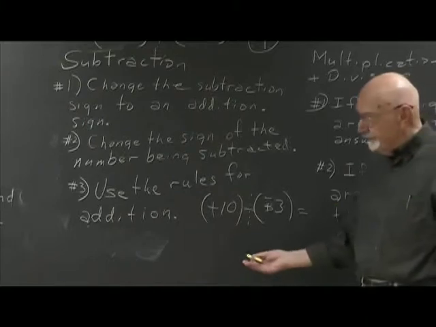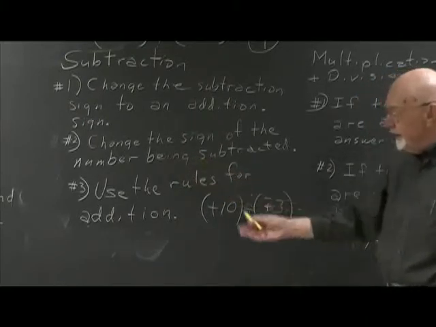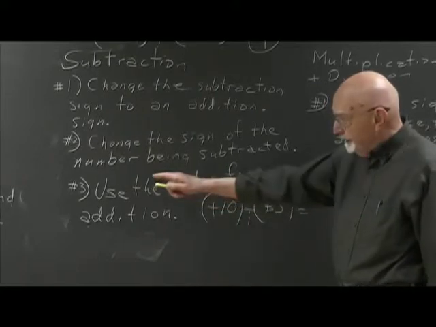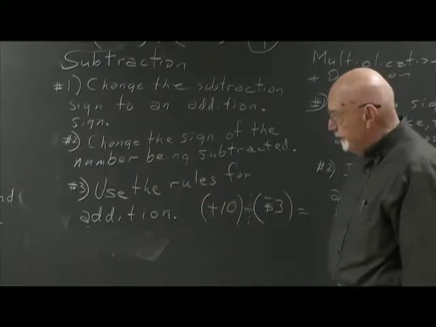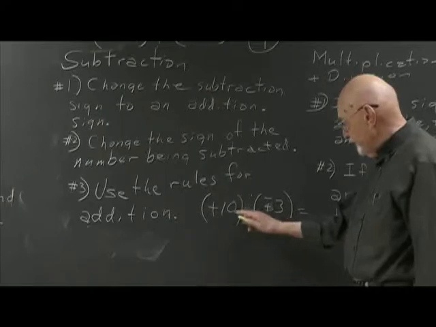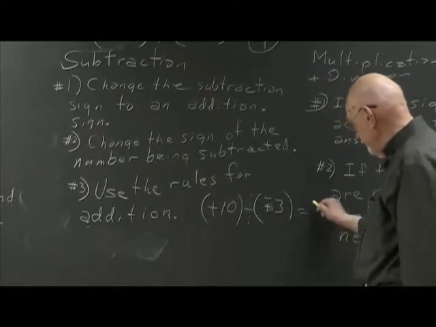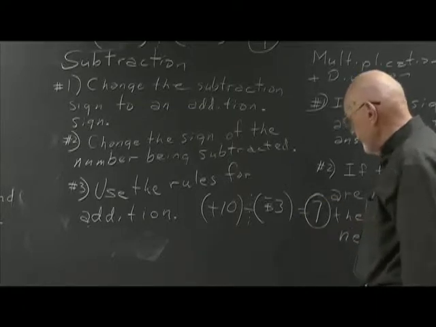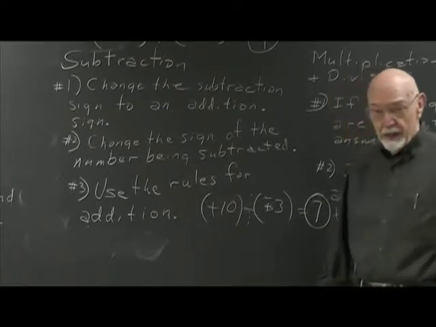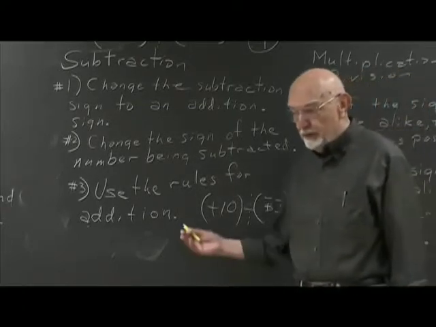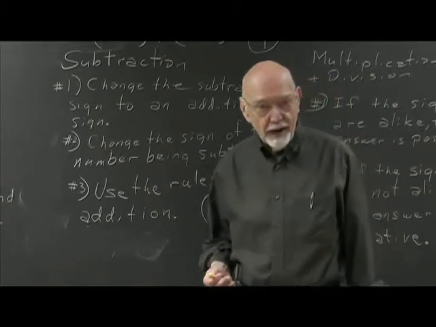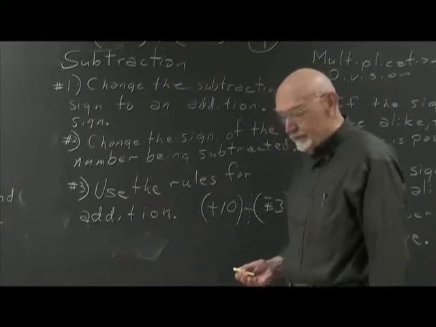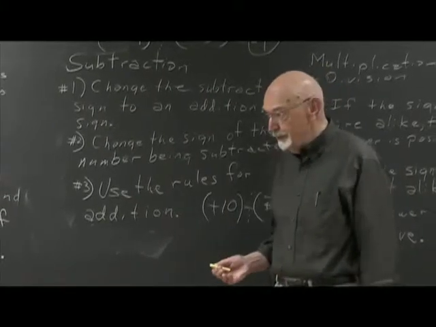Rule number 3, go to the rules for addition. Since the signs are now not alike, that makes it rule number 2 for addition. Subtract the little one from the big one, which will be 7. And the sign of the big one is positive, so that answer is 7. Subtraction, all of these take a lot of practice. So with practice, you'll get very good at signed numbers.